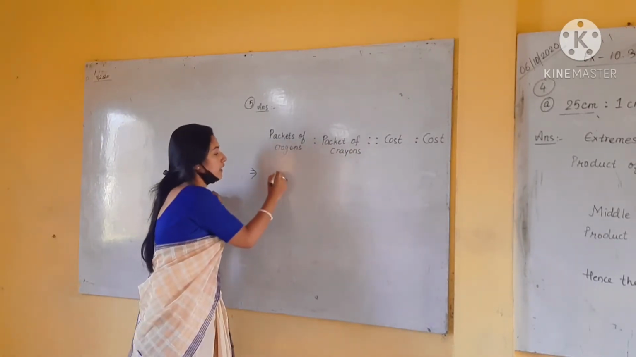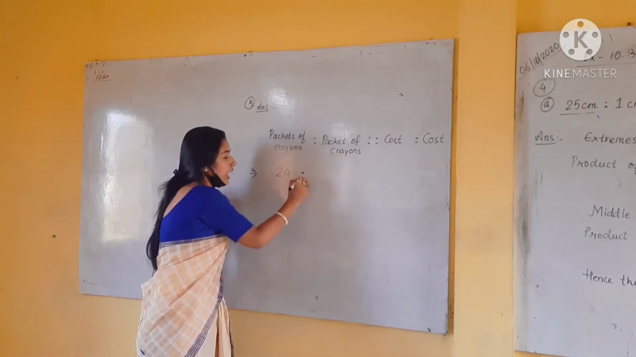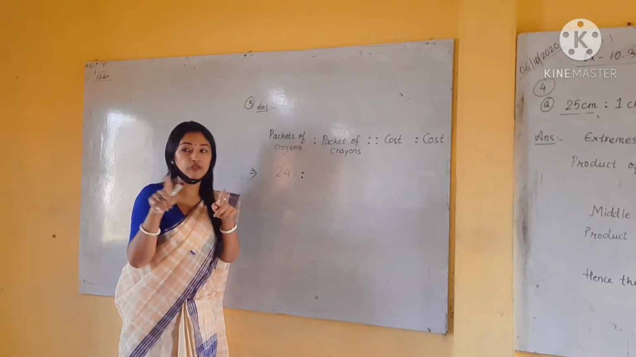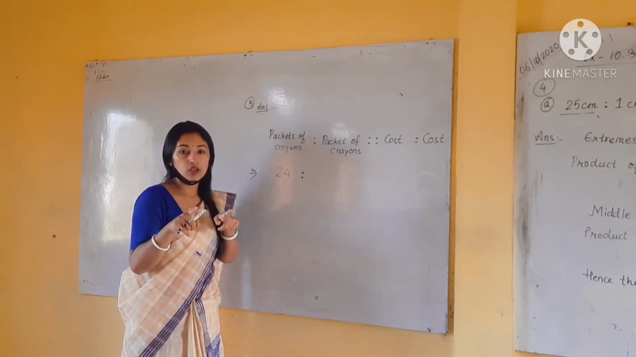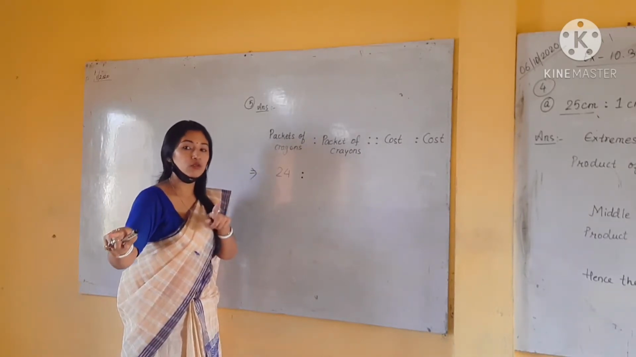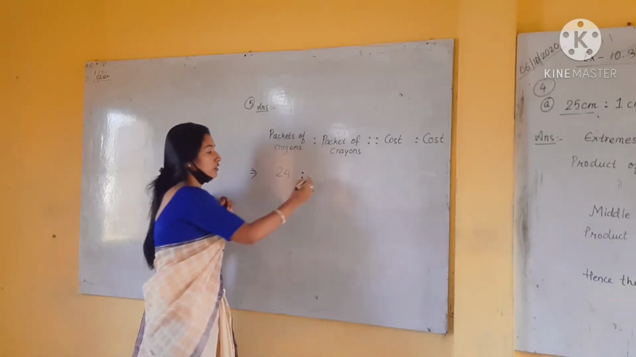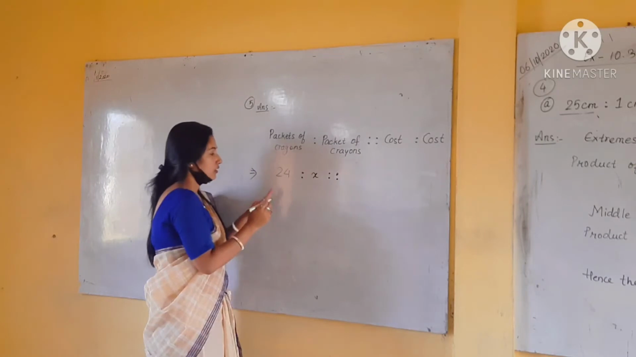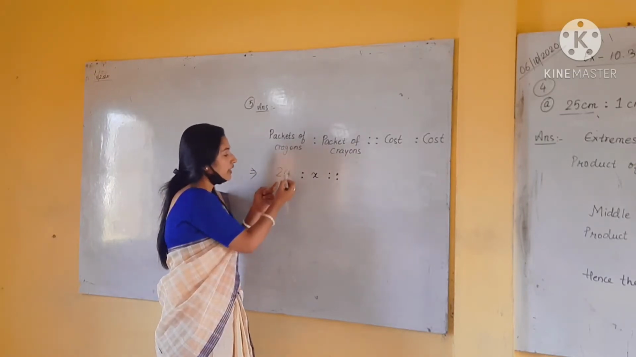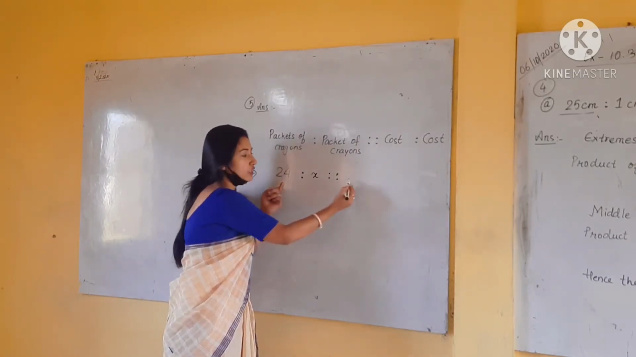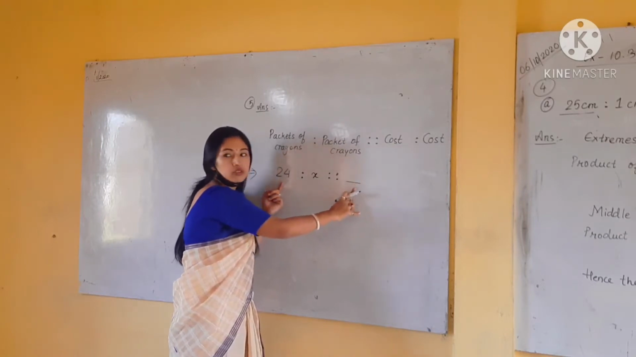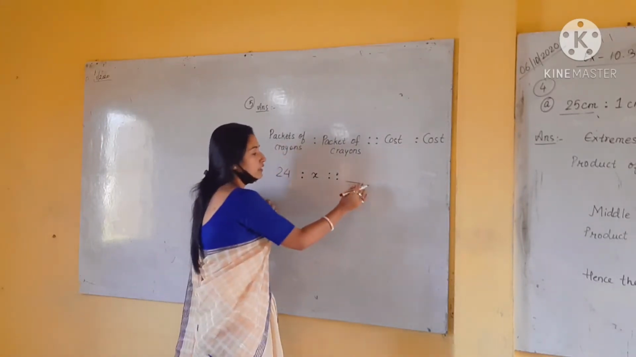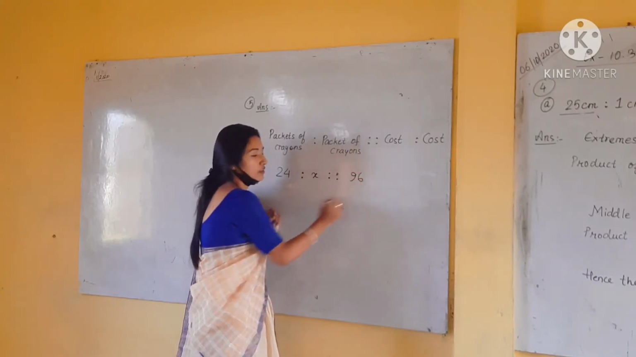24. So we can write here 24. And for the next sentence, that is the next condition, the number of packets is not given. So we have taken something. What we have taken? X. Yes, good. X. Then equal to. 24 packets of crayon can be purchased with how much cost? We have to write cost. 96. So here in this place we have to write 96.